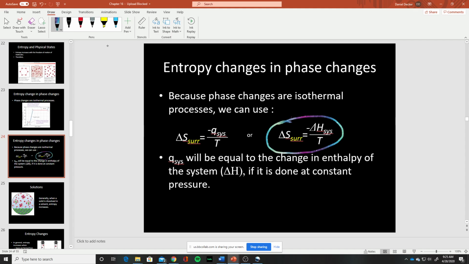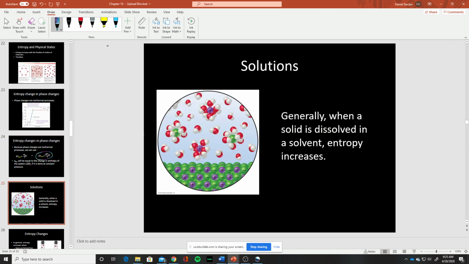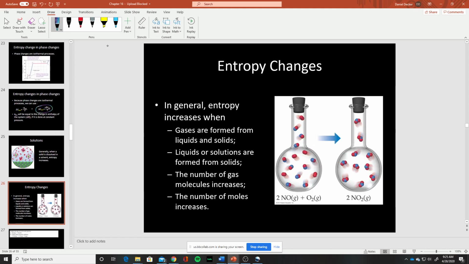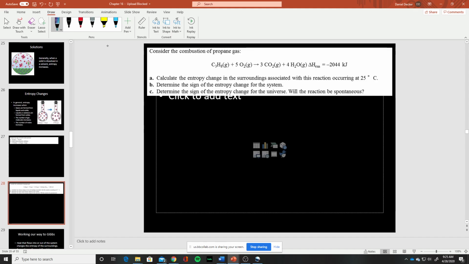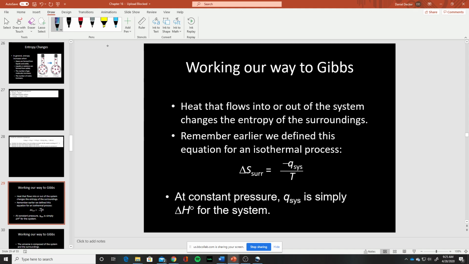So either solving for the entropy change of the surroundings or the enthalpy change of the system, either way you should be able to do that. And this is again just talking more about how entropy changes from one state to another, from one kind of solution to another. So just understanding generally how to do that.